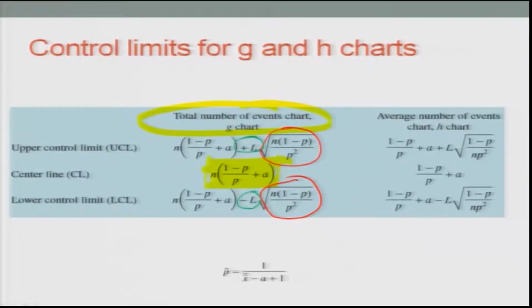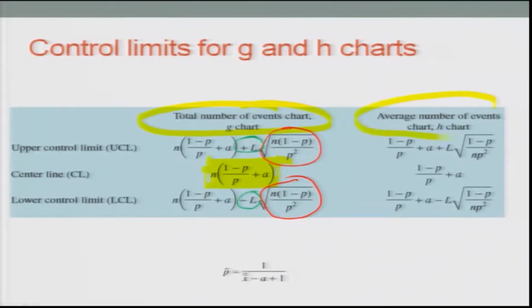So, if you remember, the standard deviation would technically be the square root of n into (1 minus p) by p square. Now, if you come to the values of the central line and the upper control and the lower control, let me again change the color.